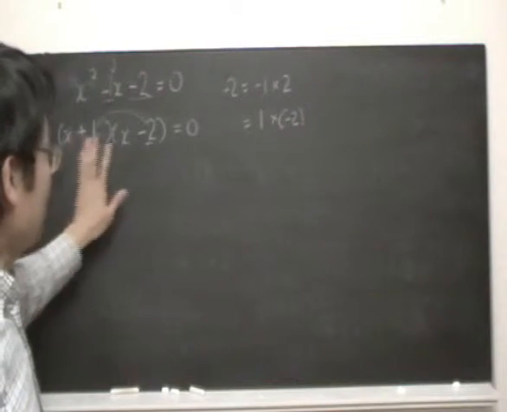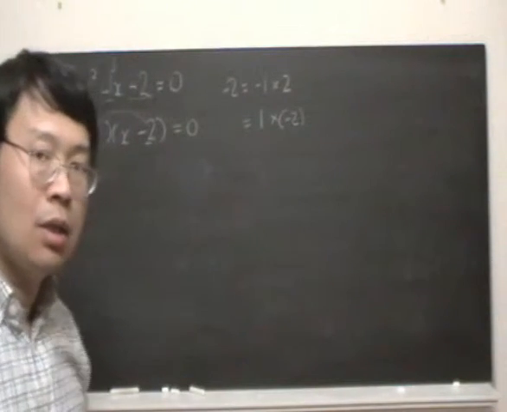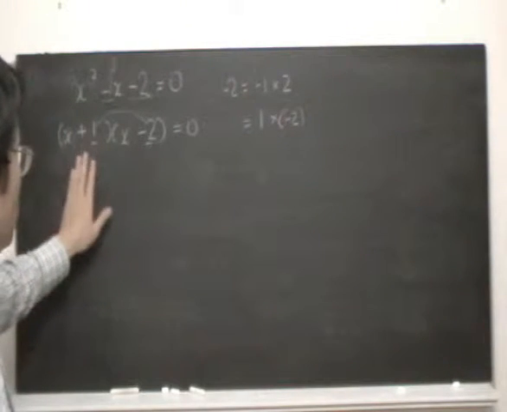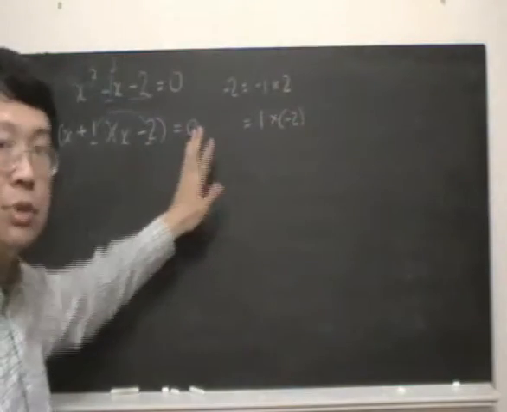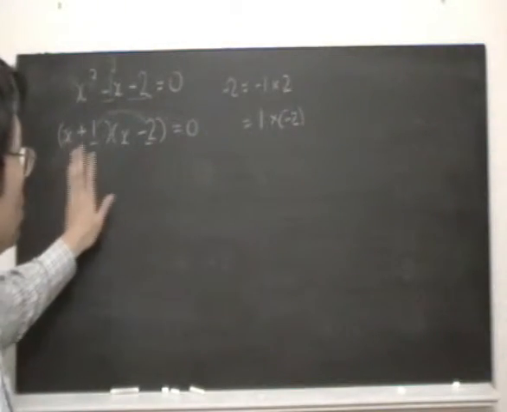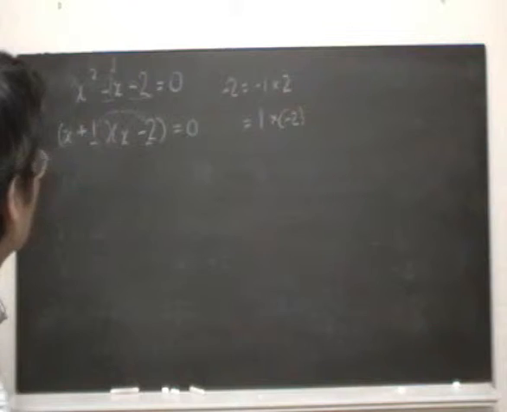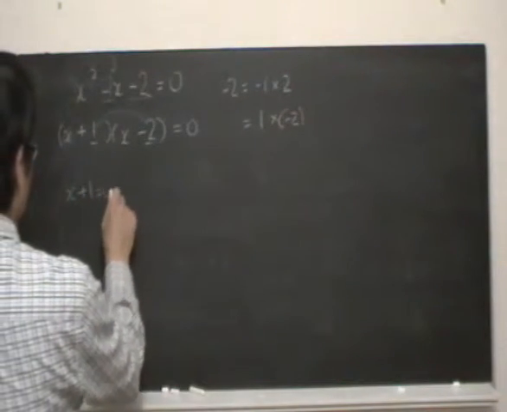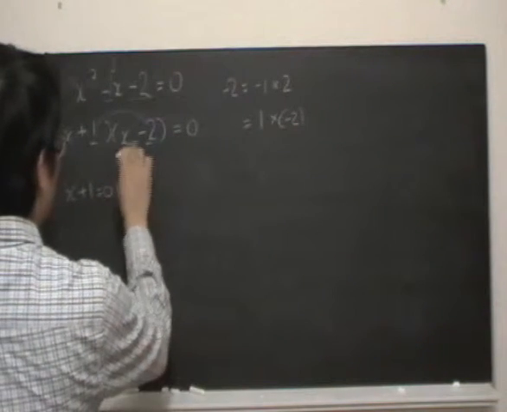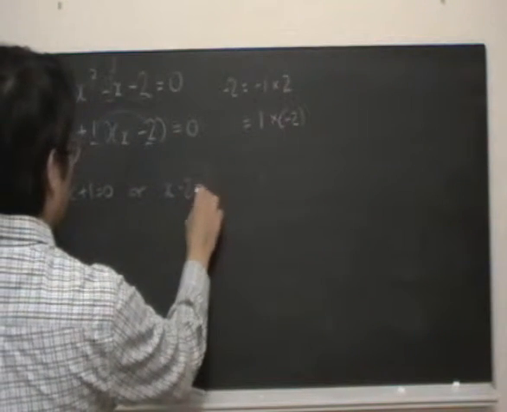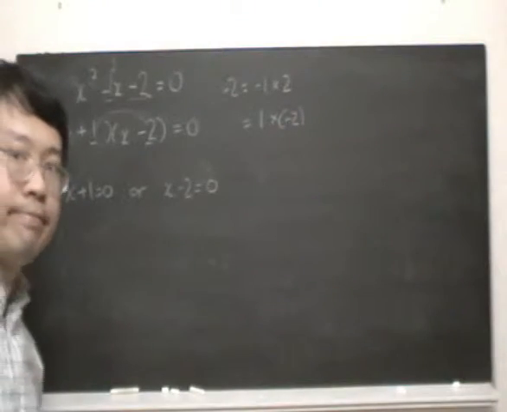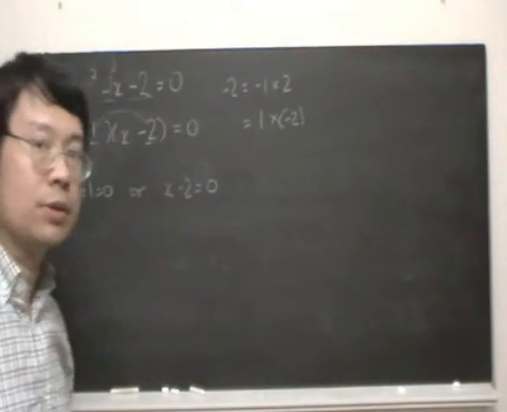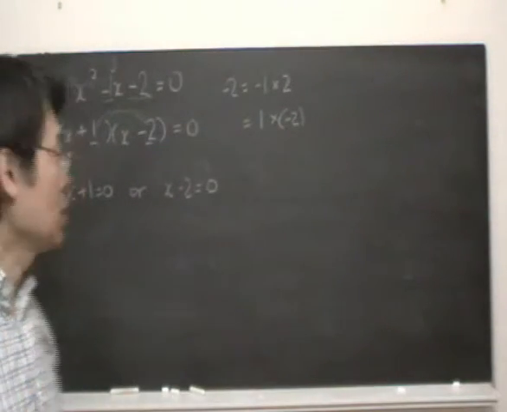We have a bracket times a bracket equals to 0, and we have already seen how to work with this. We have seen that when you have a number times a number that gives 0, one or the other number must be 0. So in this case, x plus 1 is 0, or x minus 2 is 0. In this way, we have two new equations that we can solve.